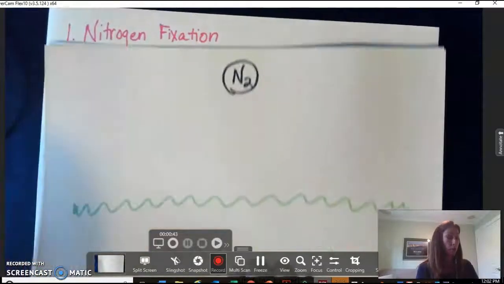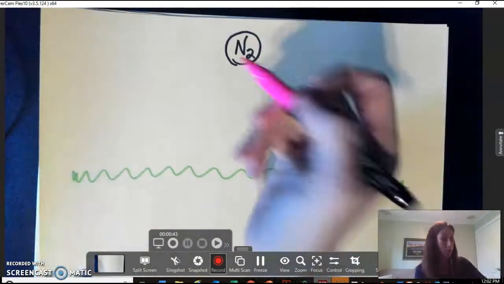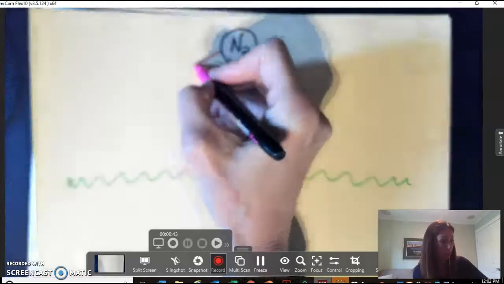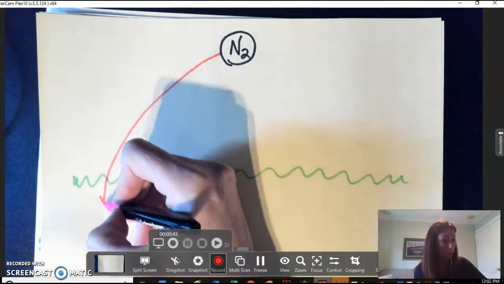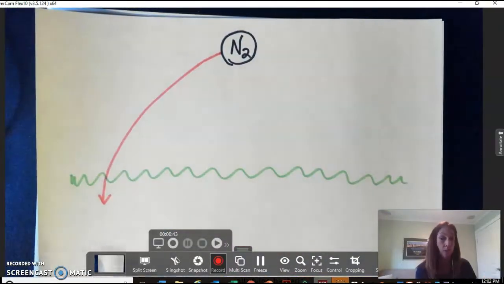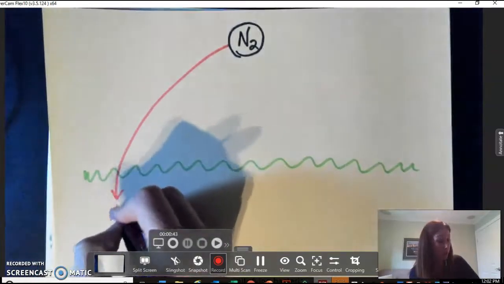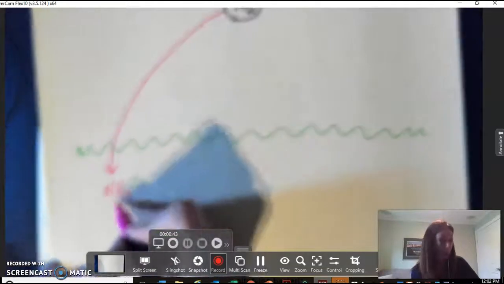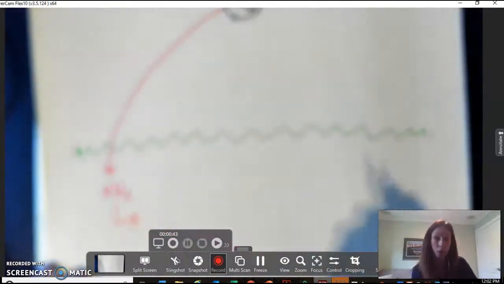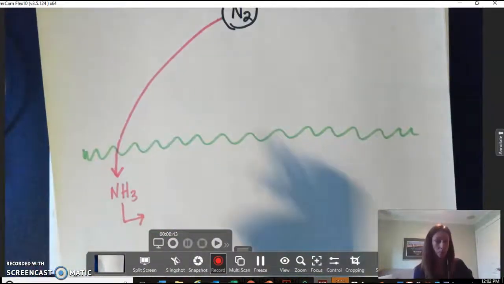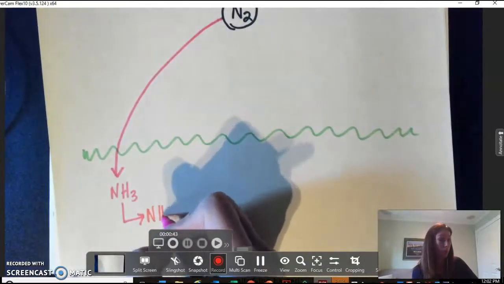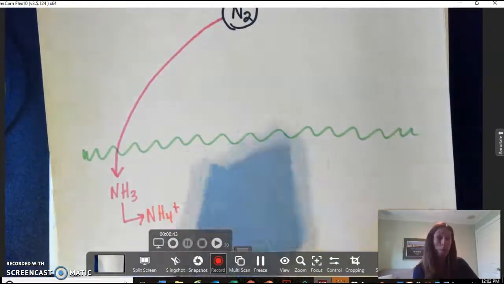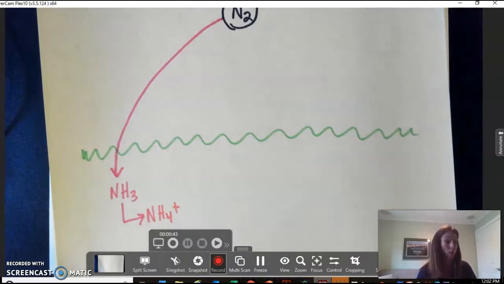So nitrogen fixation is when atmospheric nitrogen goes into the soils and is converted from N2 to NH3, which is ammonia, and then it picks up a free hydrogen ion in the soils and becomes ammonium. Now that ammonium can be used by plants pretty easily.